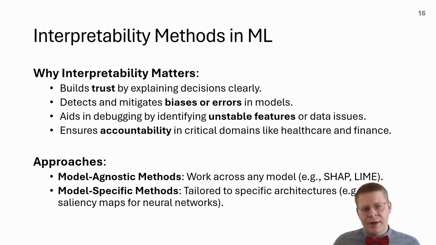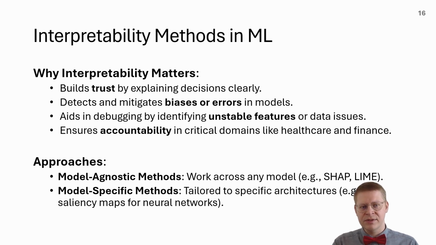There are two main approaches, model agnostic and model specific. Techniques like SHAP and LIME are model agnostic, which makes them universal across machine learning models. On the other hand, methods like saliency maps are tailored to specific architectures like neural networks. And each approach has its role depending on the model complexity and domain application.